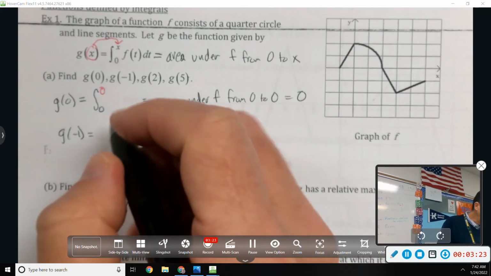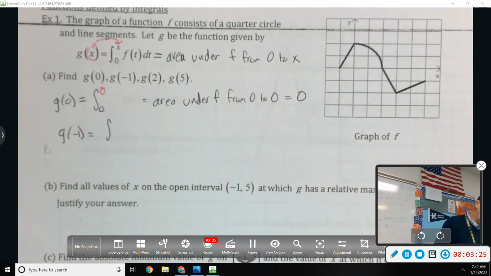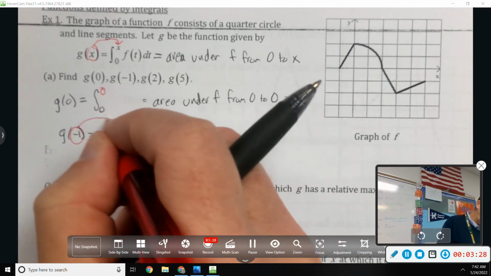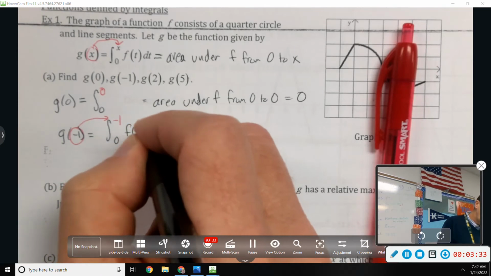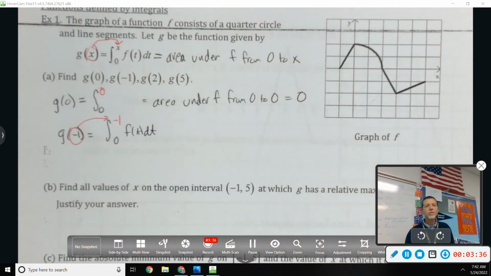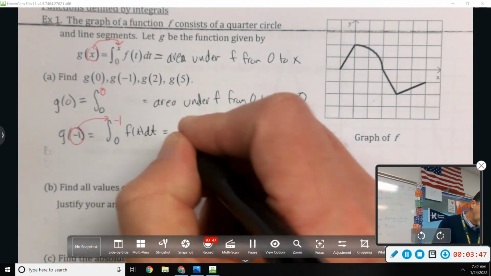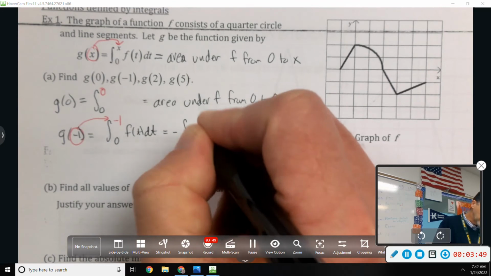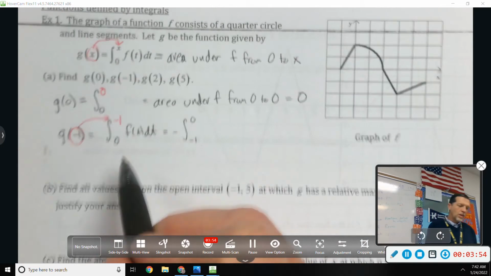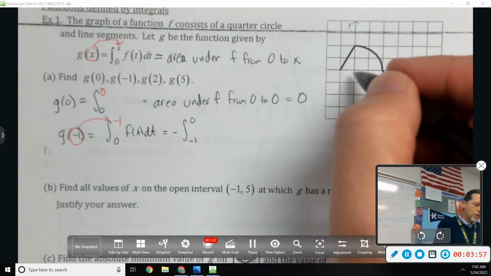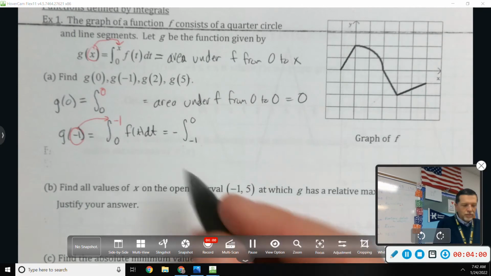G of negative 1. Be careful, x is in the top, so you have to put the negative 1 at the top. Even though I kind of don't like that. Why don't we like that? Because the top's the smaller one. How could we fix that? Make it a negative. So I'm going to put a negative out front and say the integral from negative 1 to 0. You don't have to do that. You can go from 0 to negative 1. You're going backwards, so your area would be negative, which is what we're going to get anyway.